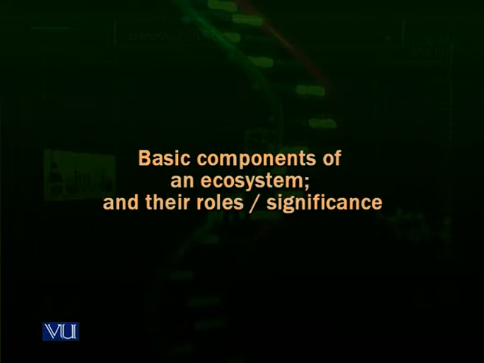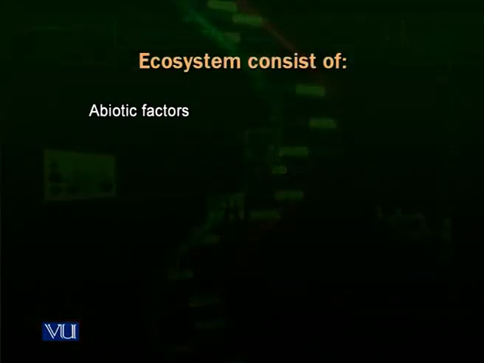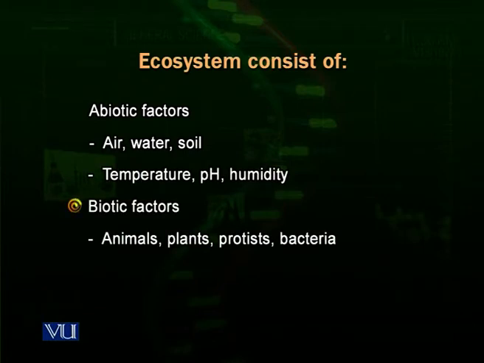What are the basic components of an ecosystem? If we broadly divide the components of an ecosystem, we can divide them into two: the biotic components, the living factors, or in other words, the living organisms, and the abiotic factors, or the non-living factors, for example, water, temperature, air, light. The biotic factors include the plants, animals, bacteria, viruses, fungi, algae, all of the living organisms. So, we divide the components of an ecosystem into biotic and abiotic, living and non-living.